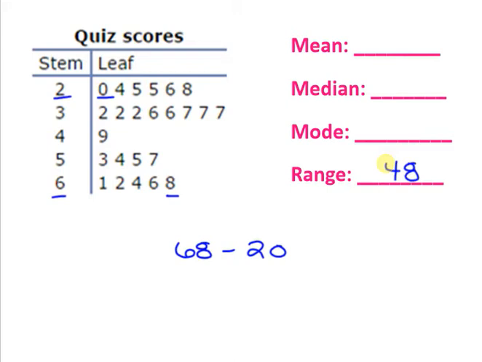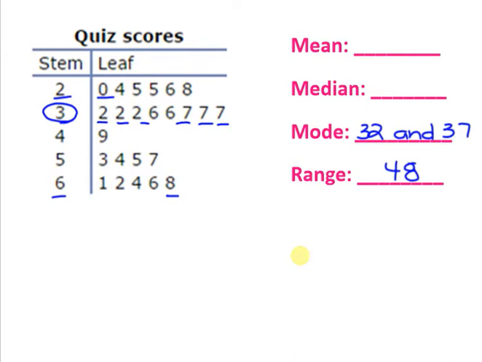Now go ahead and find your mode. Your mode is going to be your number that appears most frequently. Go to your leaves and look for your leaf that appears most frequently. You have 2 of them. So you have a 2, 2, 2, and you have a 7, 7, 7. So those both correspond with the stem of 3. So your mode is 32 and 37.